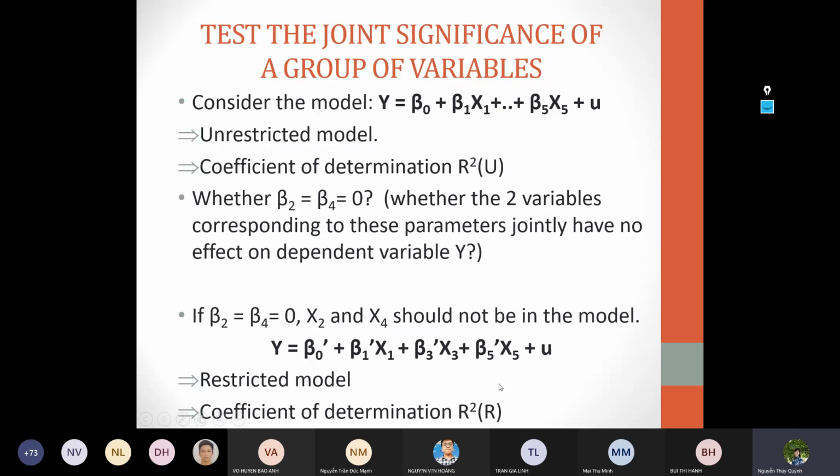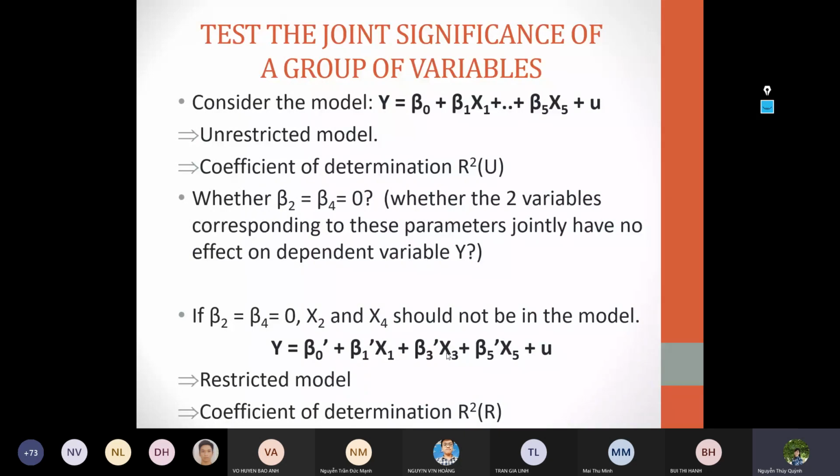So here we have two models. One model is not restricted to the hypothesis. We call it the unrestricted model. And this model is restricted to the hypothesis, and we call it the restricted model.